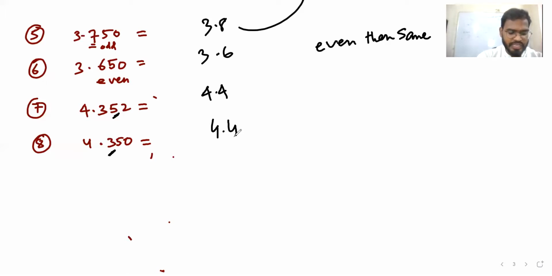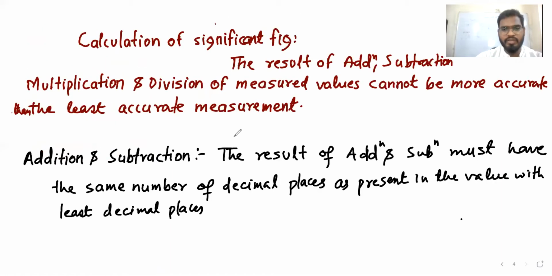Now we are seeing significant figures calculation. The result of addition, subtraction, multiplication and division of measured values cannot be more accurate than the least accurate measurement. The final result cannot be more precise than the least precise measurement. That is the meaning of that.